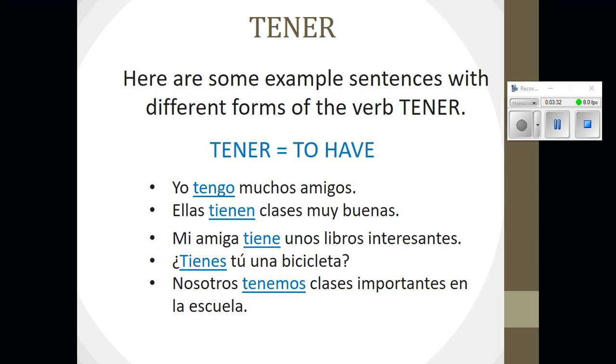Okay, the next one, ¿tienes tú una bicicleta? Do you have a bike? Okay, notice that the tú comes after the verb. So when you're asking a question, you want to put the subject pronoun after the verb instead of before. So tienes is the tú form of tener. And finally, nosotros tenemos clases importantes en la escuela. We have important classes at school. Okay, and tenemos is the nosotros form of tener.